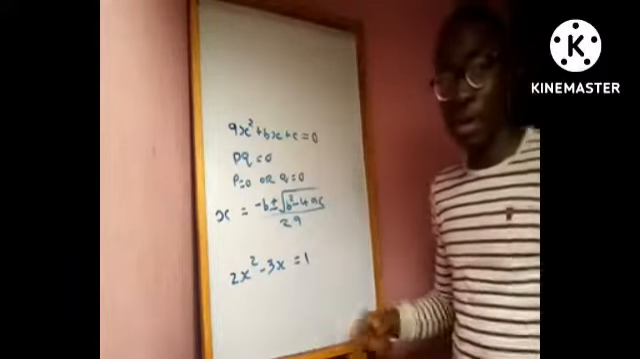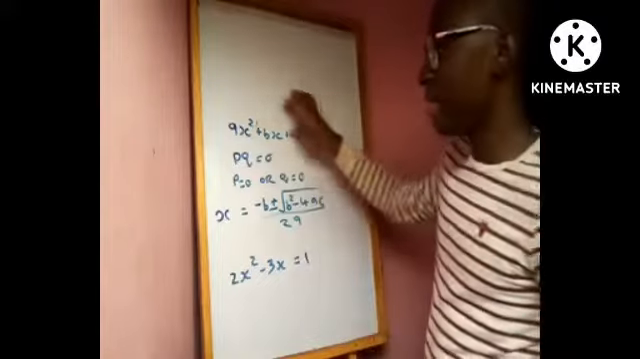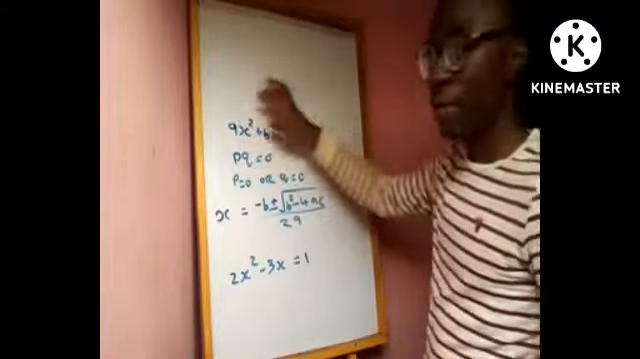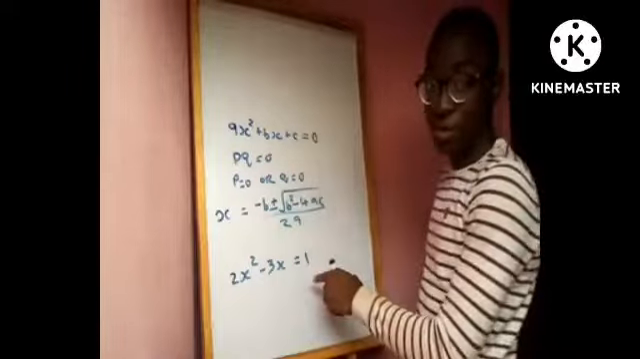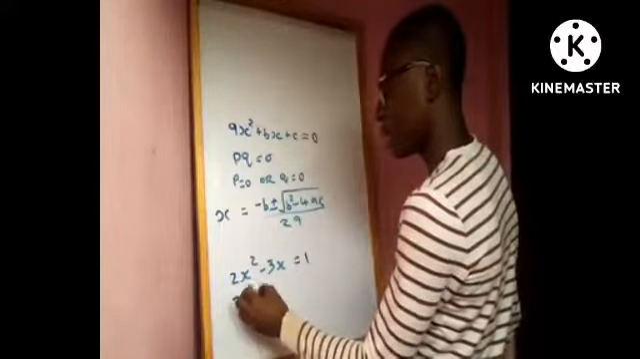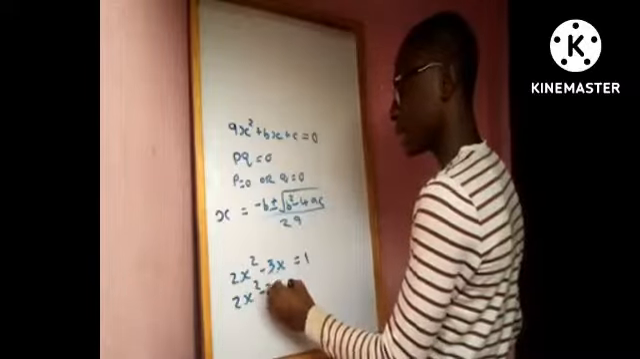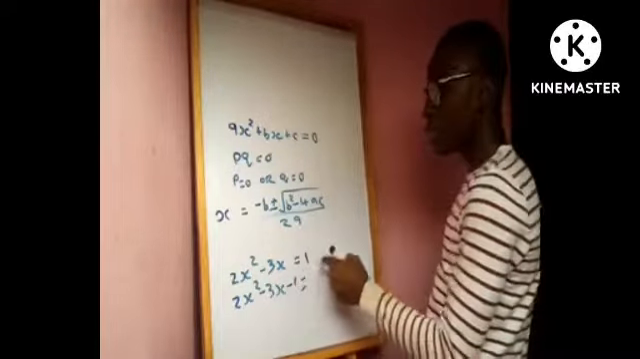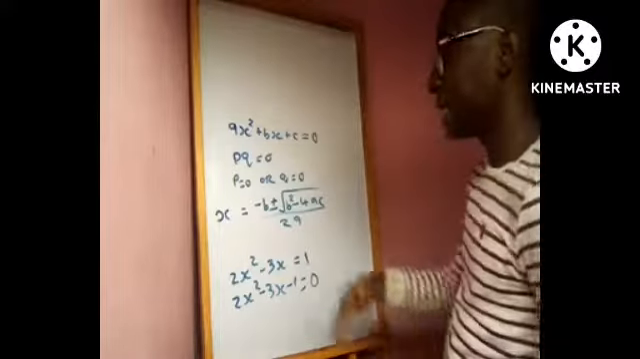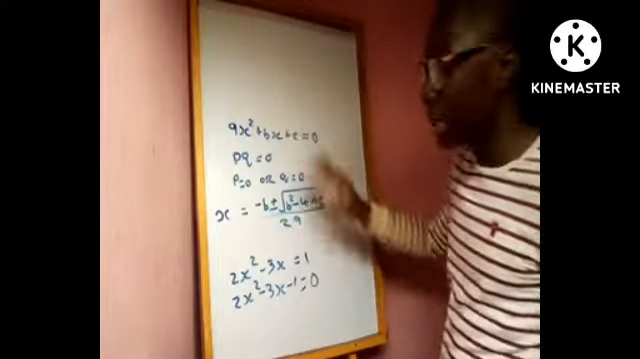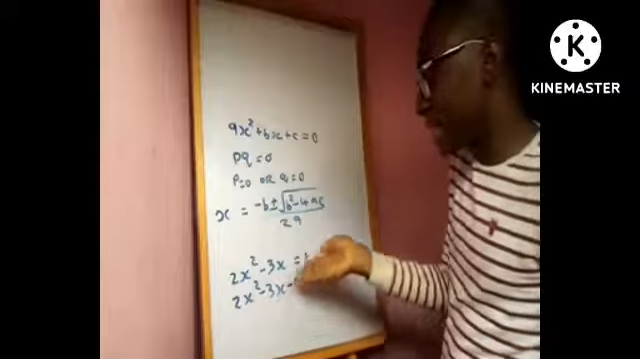Now in this particular equation, what you do is you arrange it so that you can get it in the form of ax squared plus bx plus c. So that means you are going to subtract 1 from both sides. That will be 2x squared minus 3x minus 1 equals, when you subtract 1 from the right hand side, it becomes 0. So you can see that we have gotten it in the form of ax squared plus bx plus c. So we have 2x squared minus 3x minus 1.